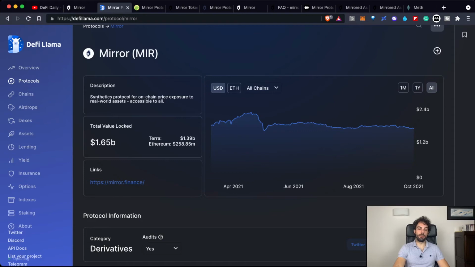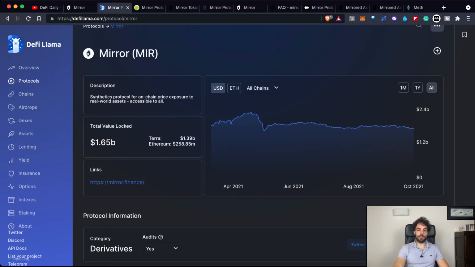And as you can see here, the Mirror protocol is supporting the Terra ecosystem with 1.4 billion, but also Ethereum. That's why the total value locked that you are seeing here differs a little from what we have seen in the ranking of Terra. The reason is that the Mirror protocol is supporting Terra, but also Ethereum.